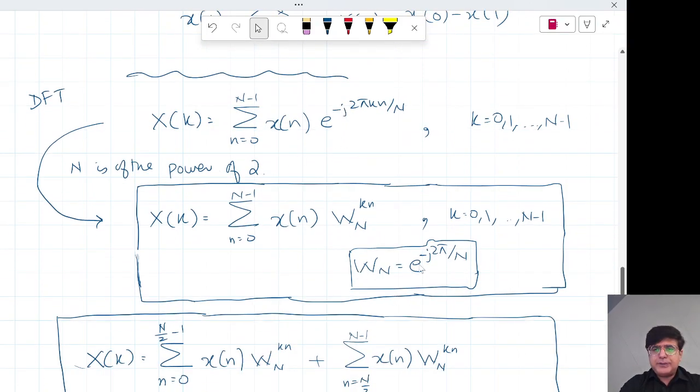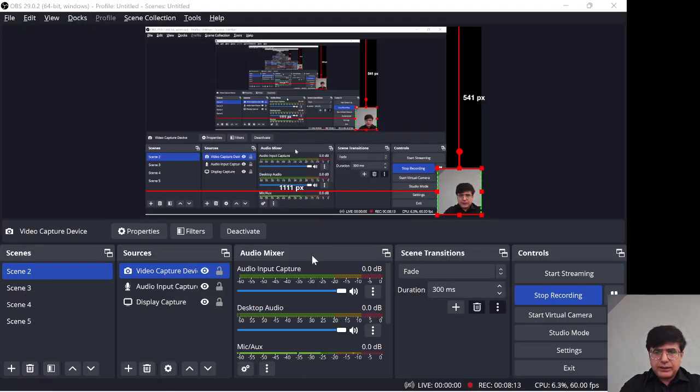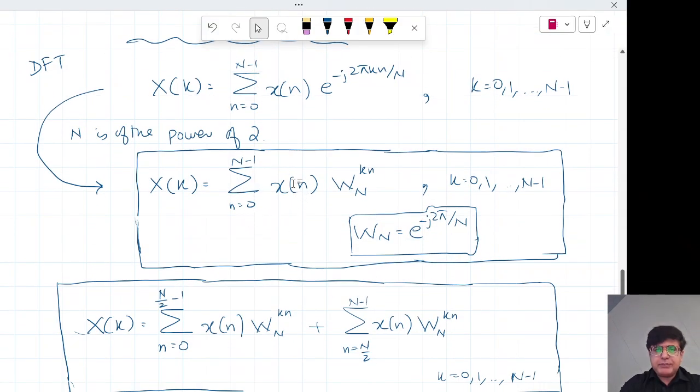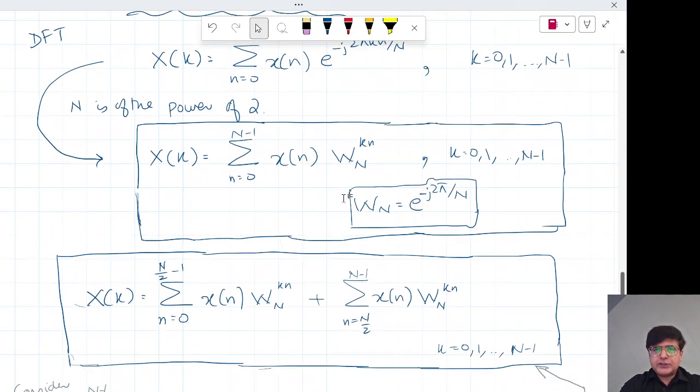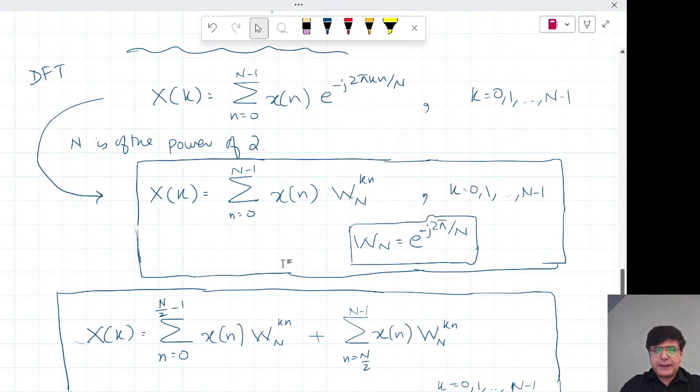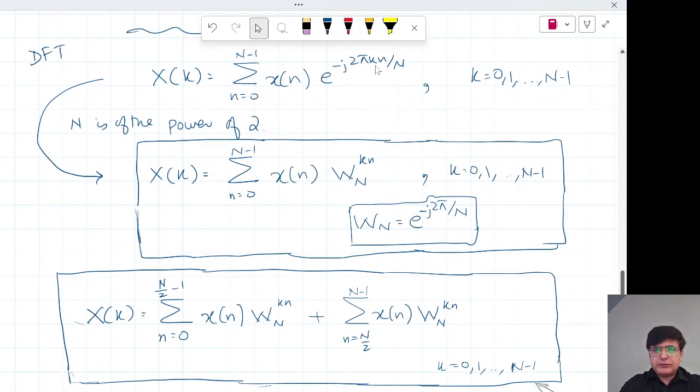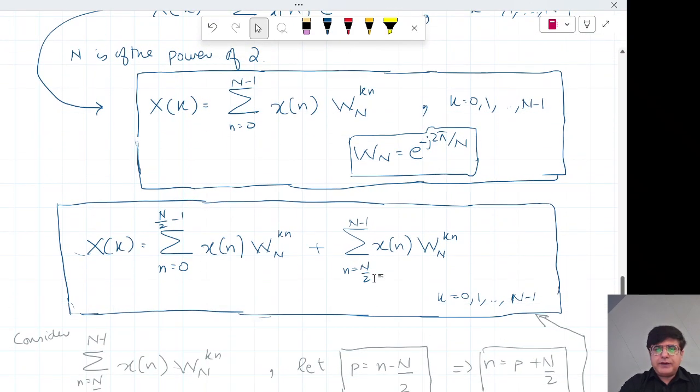Just replace e to the power minus j 2 pi over N with W subscript N, just for ease of writing. And then just have the same relationship. You have x of n times W subscript N to the power kn, because this is what is left over here. And then what we did here, we just broke the sum up into two subsections. One section goes from 0 till N over 2 minus 1, and the other one goes from N over 2 till N minus 1. We didn't do anything.